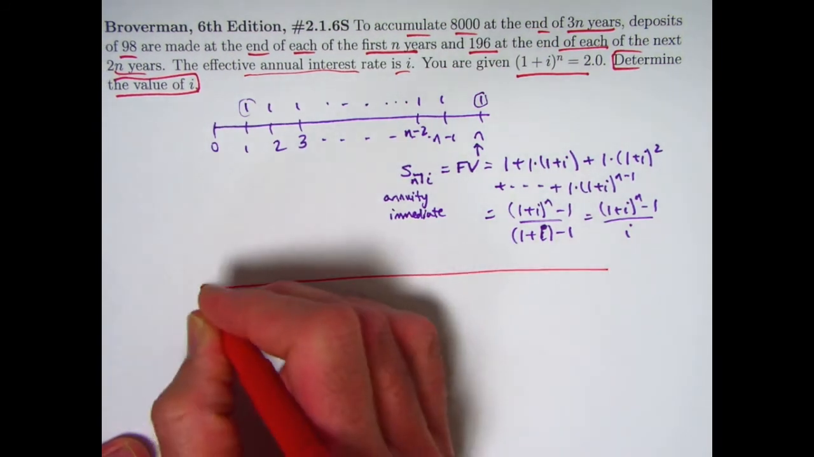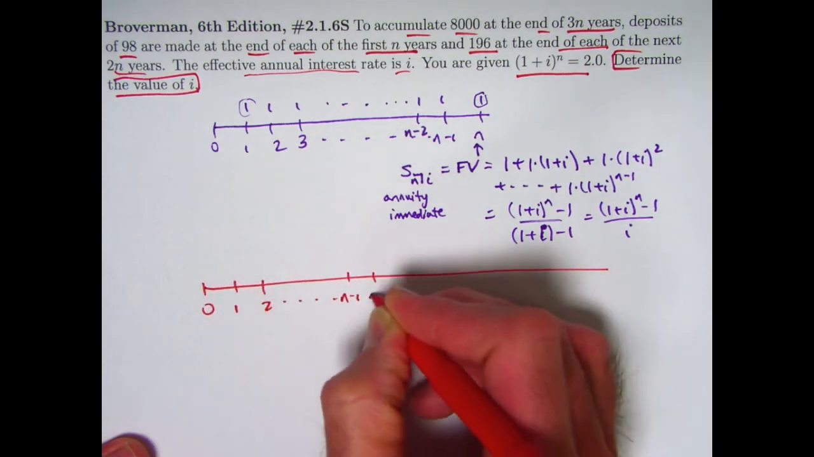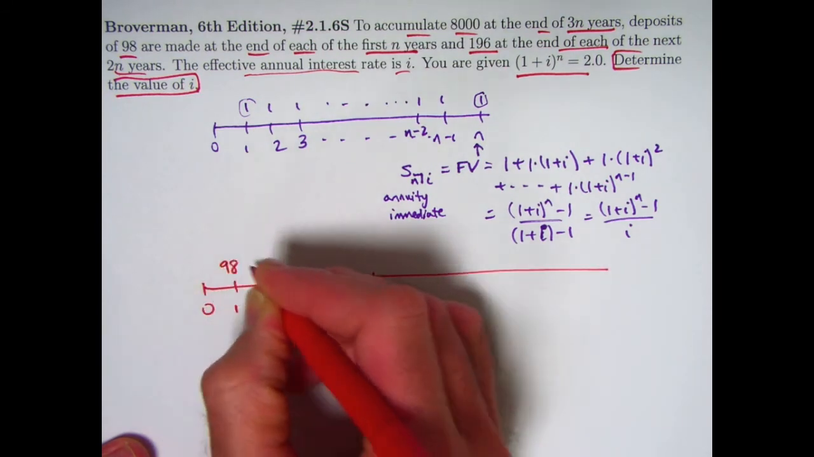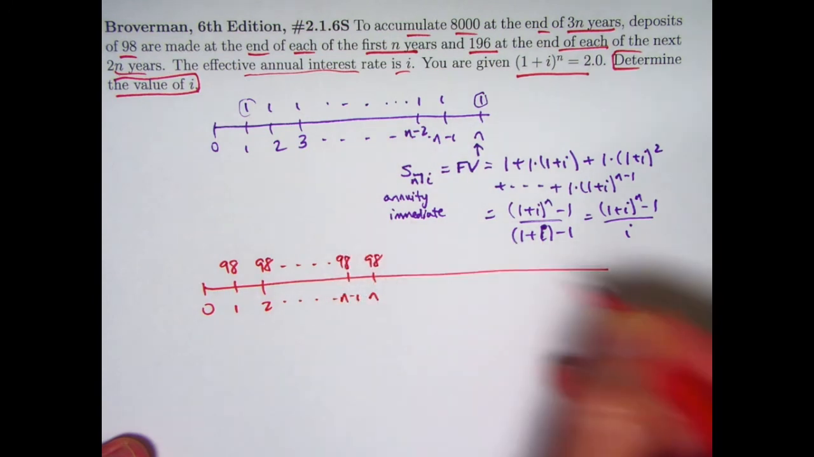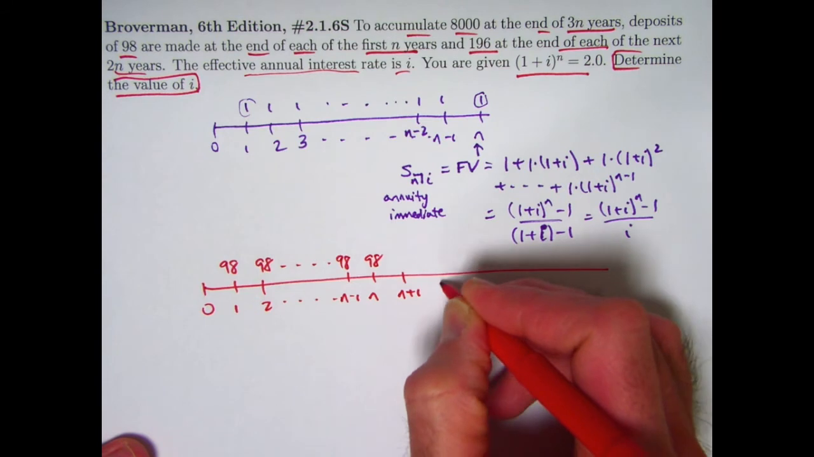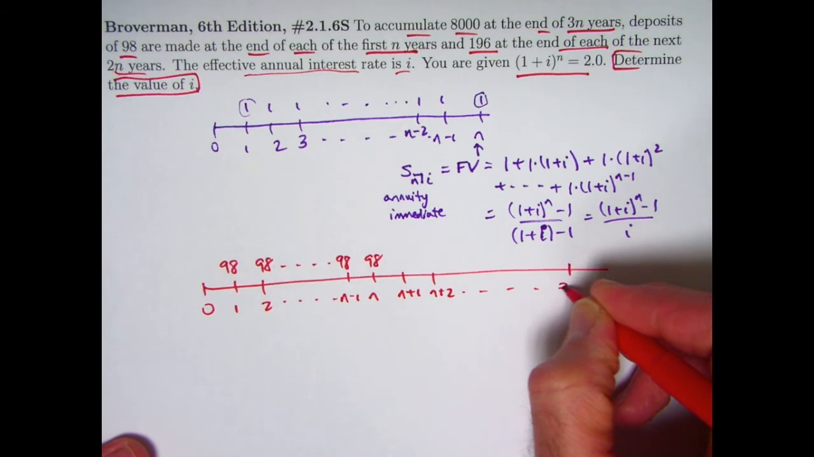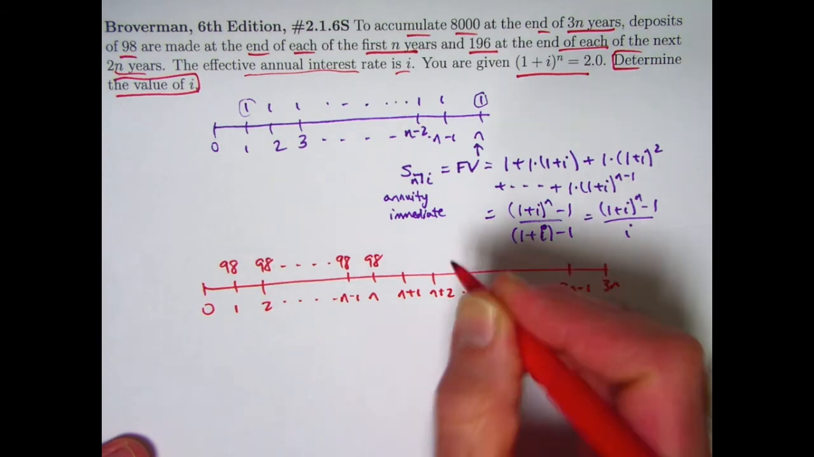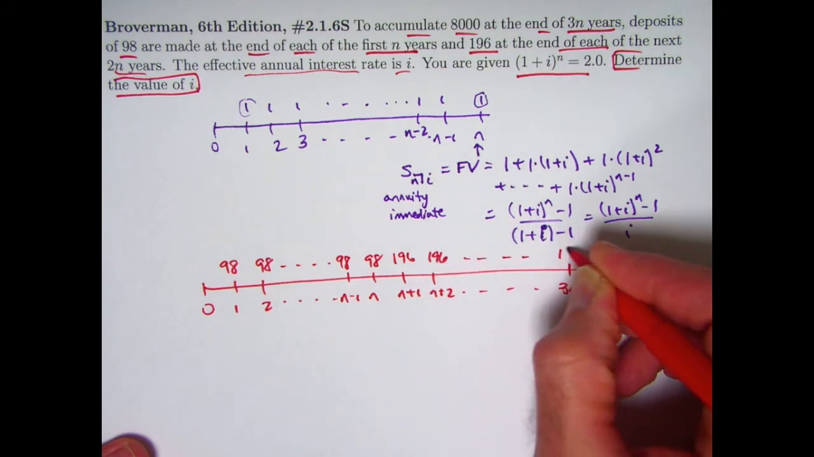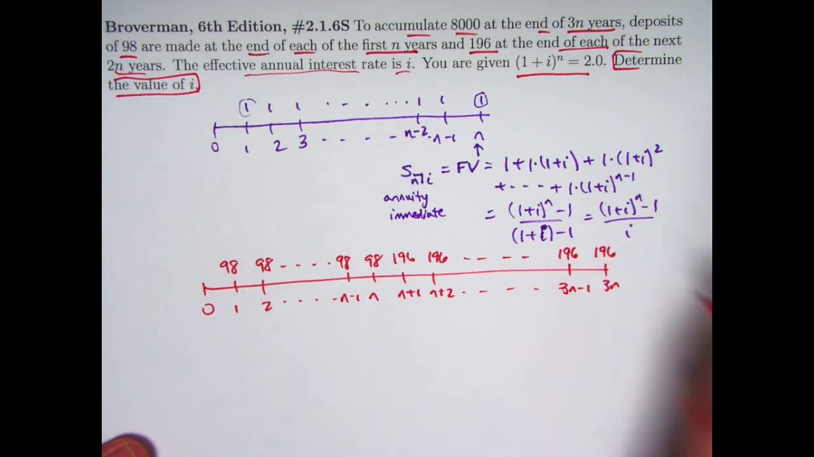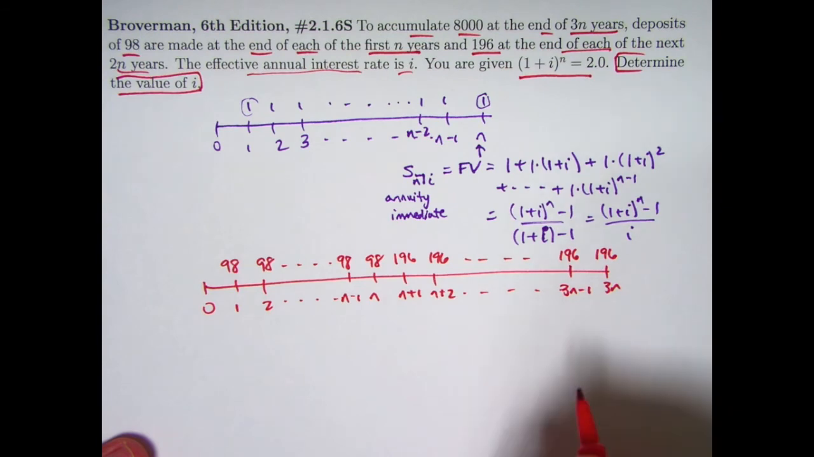Draw another number line. We've got the first n years. We are depositing 98 at the end of those first n years. And then for the next 2n years, starting at time n plus 1 and ending at time 3n, we are depositing 196. And when we accumulate all these values, we are supposed to get 8,000 and ultimately solve for i. So there are n deposits of 98. There are 2n deposits of 196.